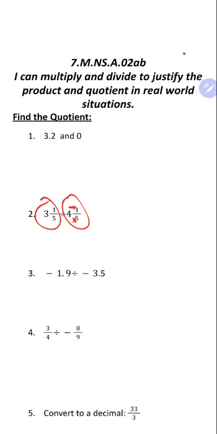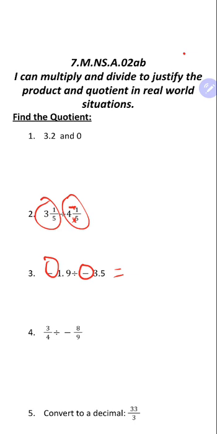Okay? Number 3, negative 1.9 divided by 3.5 or negative 3.5. Because both of my signs are negative, we know that my answer is going to be positive. Okay? Do I have to put the positive in front of the problem, in front of the answer? No, because whether I have a positive sign or not, I should know that my answer is positive.